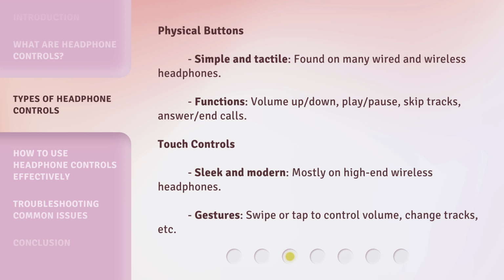Physical buttons, simple and tactile, found on many wired and wireless headphones. Functions: volume up, down, play, pause, skip tracks, answer, end calls. Touch controls, sleek and modern, mostly on high-end wireless headphones. Gestures: swipe or tap to control volume, change tracks, etc.